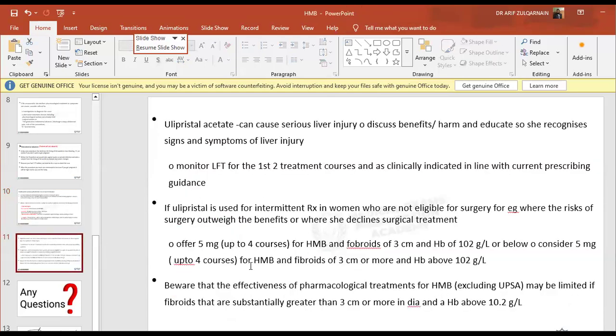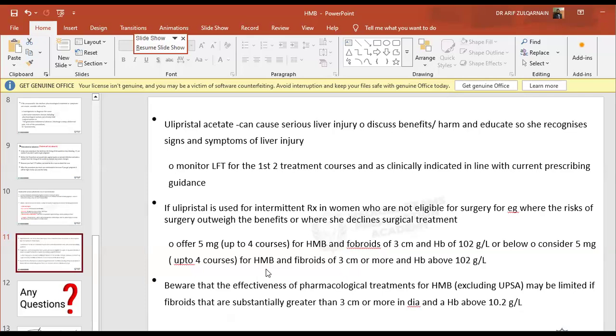And regarding the ulipristal acetate, these are some points you must know. You can be asked in the MCQs or in the structured discussion that ulipristal acetate can cause serious liver injury, and we will discuss the benefits and the harms, and we will educate the patient so she can recognize the signs and symptoms of liver injury. We will monitor the liver function test for the first 2 treatment courses.